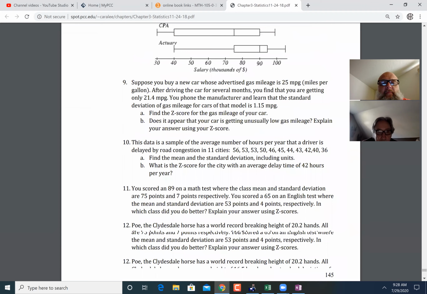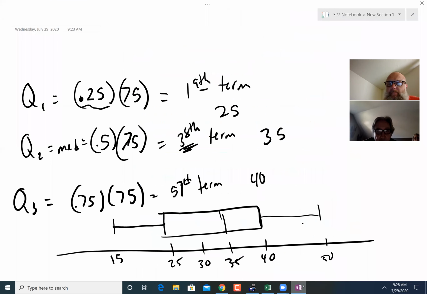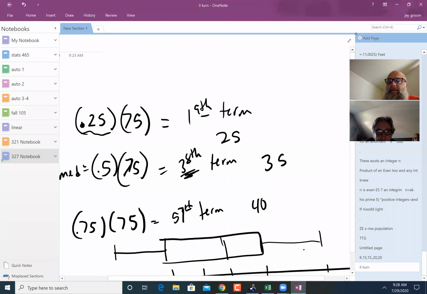Yep, 25 miles a gallon. You're getting 21.4. And you phone the manufacturer and learn the standard deviation is 1.5. So what's the Z-score for the gas mileage for your car? First of all, are you getting above average or below average mileage here? Below average. Okay, so you know your Z-score is going to be negative, right?